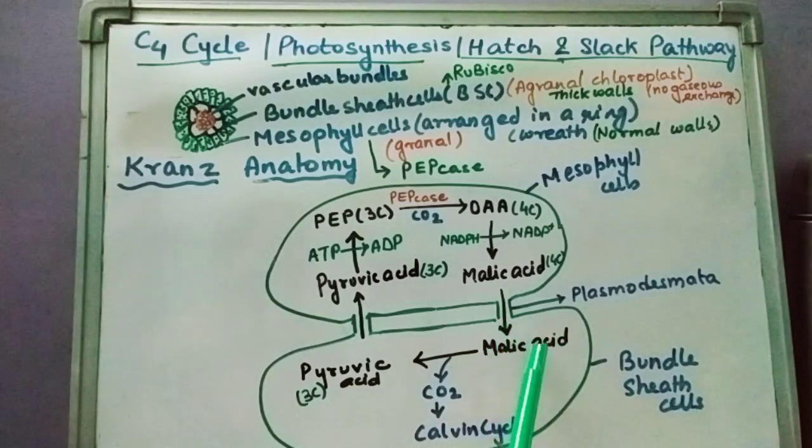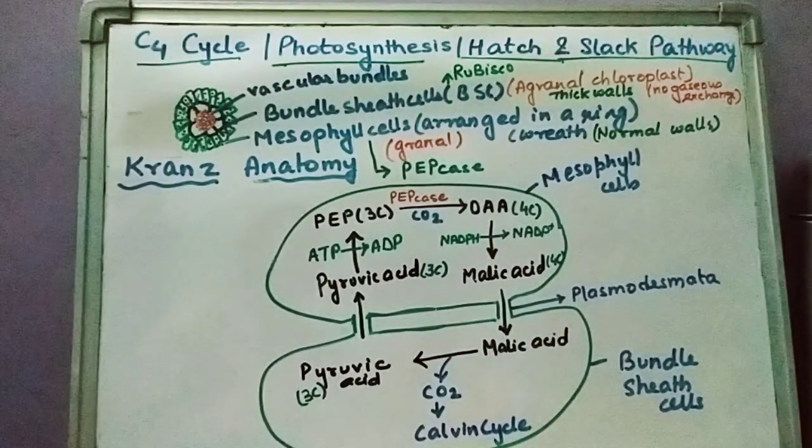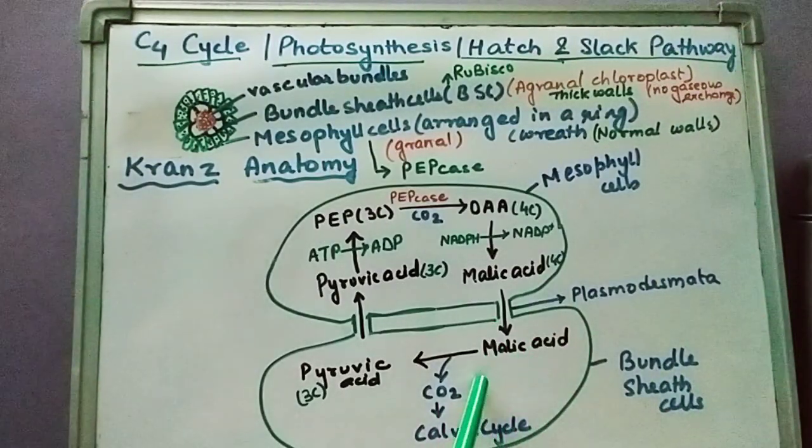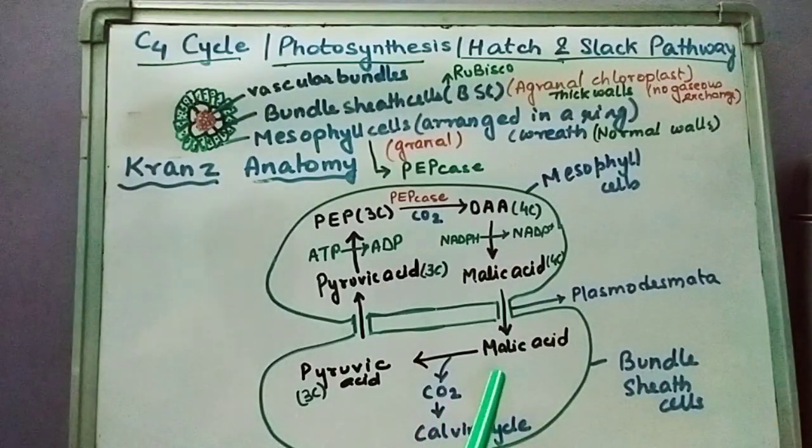Now this malic acid has come into the bundle sheath cells. Now we know that the bundle sheath cell has rubisco, and rubisco has the efficiency to combine with carbon dioxide to produce the Calvin cycle. But before that, malic acid is a 4 carbon compound. Remember, it has to release 1 carbon dioxide. So decarboxylation is taking place here in bundle sheath cells, where 1 carbon dioxide molecule comes out, and with the help of rubisco it enters the Calvin cycle, which forms the sugar or starch respectively.